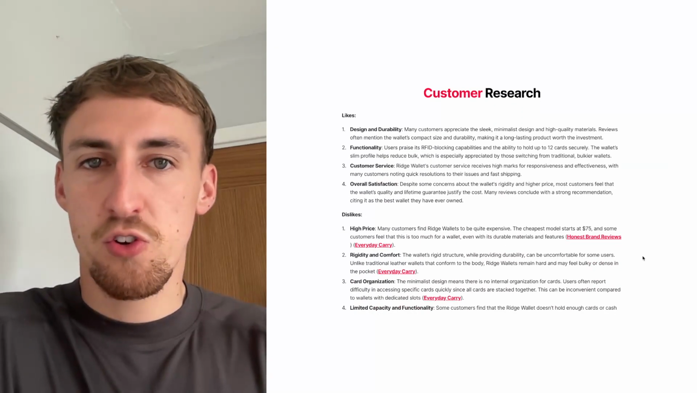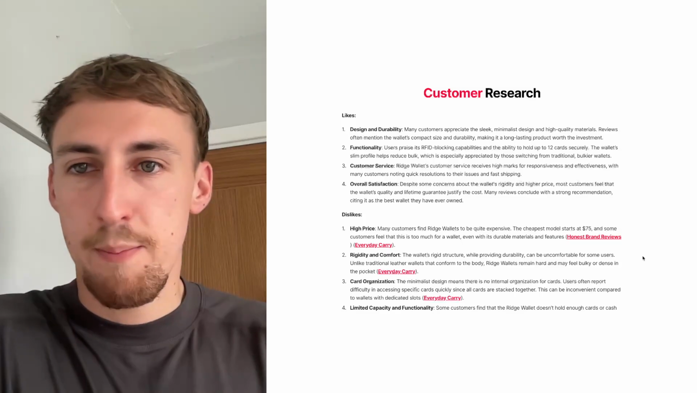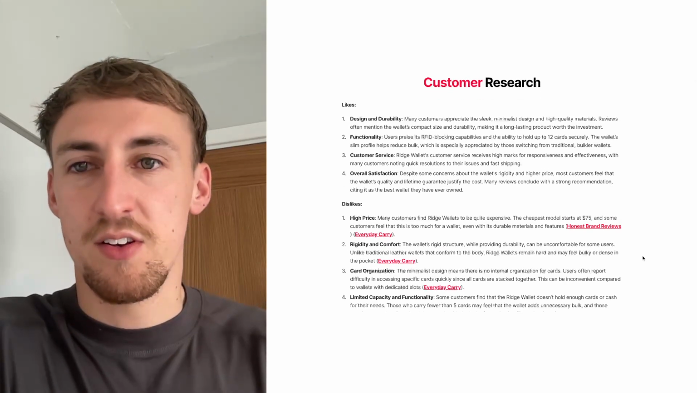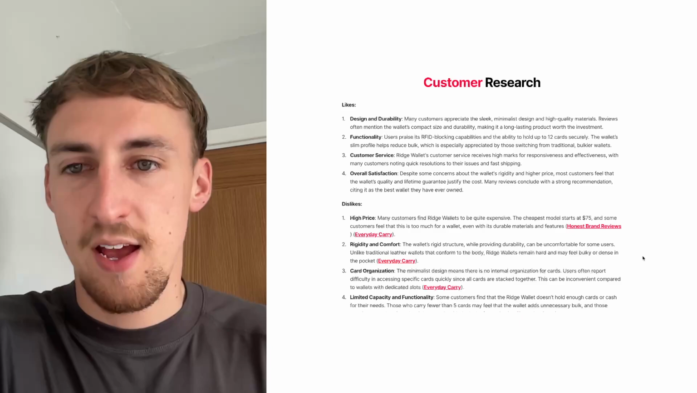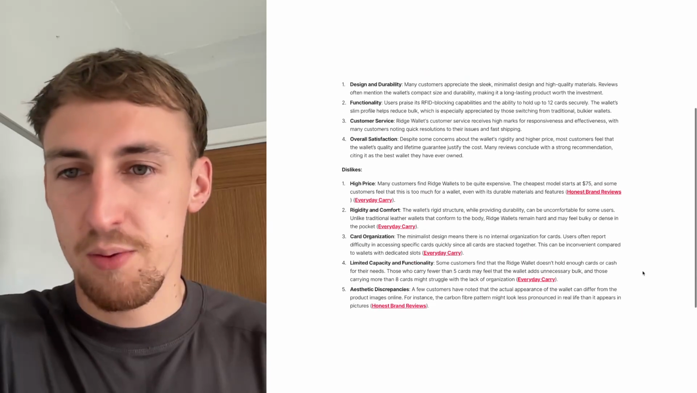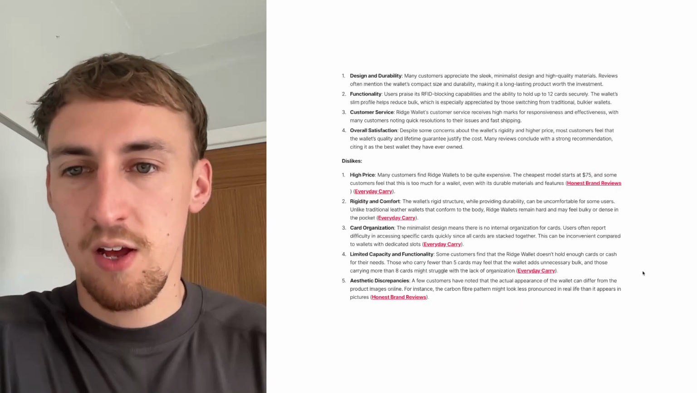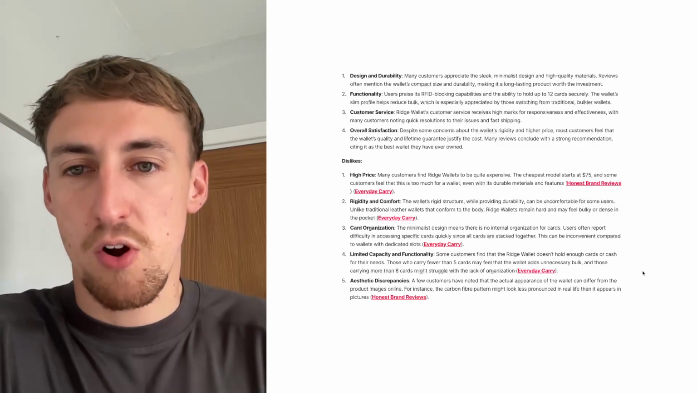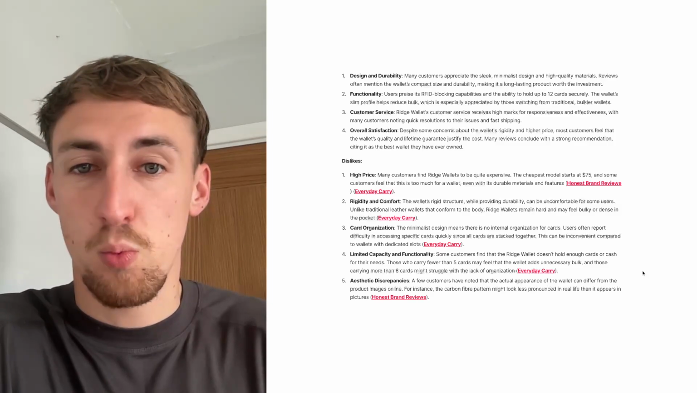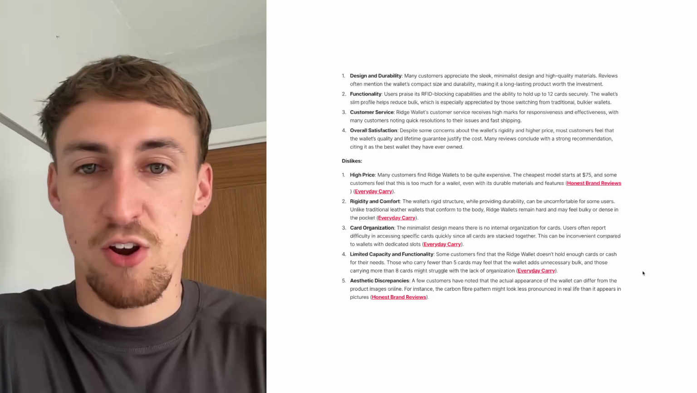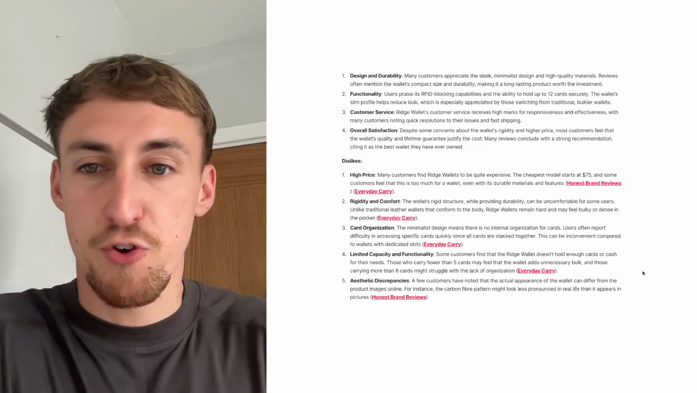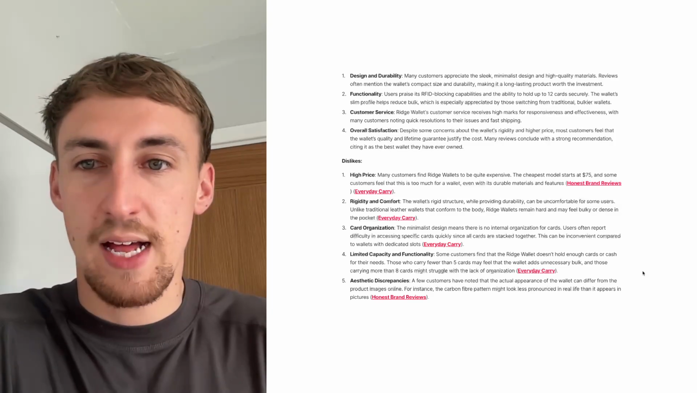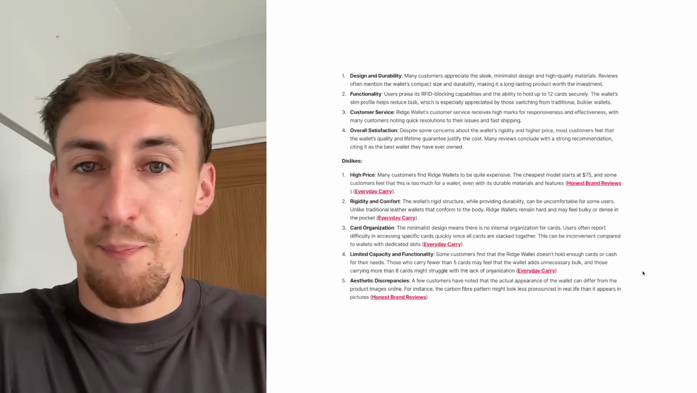So in terms of the customer research here, we have some broad bits. So likes, we have people like the design and durability, functionality. There's a couple of generic stuff there. In terms of dislikes, we have high price. So these dislikes are really important because we can handle these objections. So high price is something we can handle with the lifetime warranty that you guys have. Is there any risk reversals? I know you have free shipping. That's the kind of stuff you can handle in your ads.